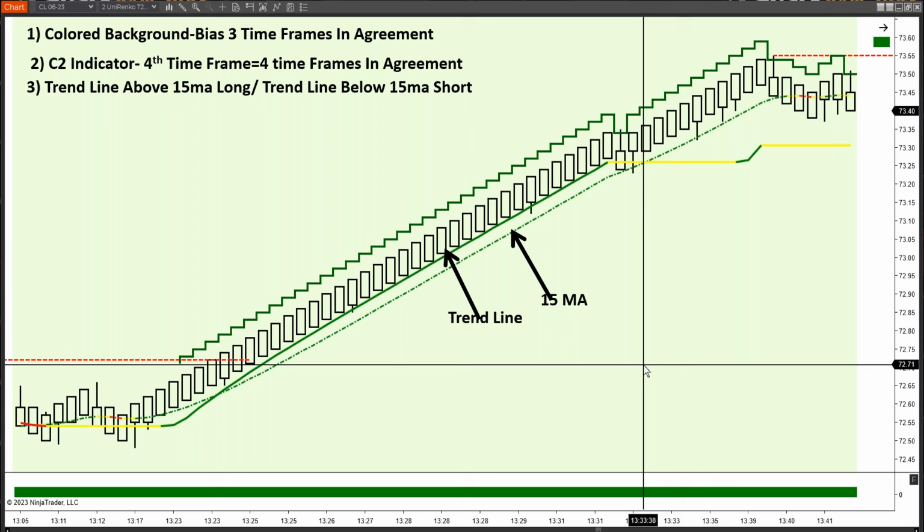The third rule is we have a solid line and a dot-dash line. We always want to see the solid line hugging the candles, and you want to see the dot-dash line on the other side. So going up, you want to see the solid line above the dot-dash line, and going down, you'll see it below.